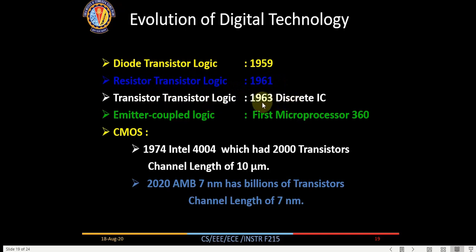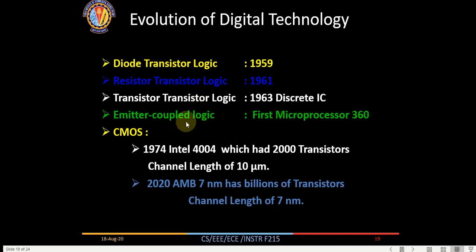Then came TTL logic. All the 74 series ICs in the lab experiments we are doing have TTL logic. In TTL logic there are a few transistors and discrete ICs. Towards the end of the course I'll explain each of these logic circuits and their advantages. Although they are outdated, there is a lot of learning value if you try to understand how these logic gates function. Then we had emitter coupled logic. These four were bipolar junction transistor based, BJT based.